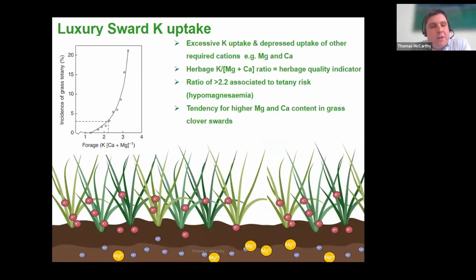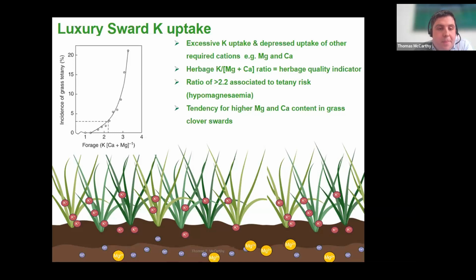However, we need to bear in mind that with excessive potassium application, we can run into issues with luxury sward K uptake. So it's a tendency, particularly in grass species, to take up excessive K more than it requires for normal growth. And this can depress the uptake of other cations such as magnesium and calcium. A deficiency in magnesium during the grazing season could lead to grass tetany, and in grass silage, a deficiency in calcium can lead to high K silage with problems with milk fever in the springtime.